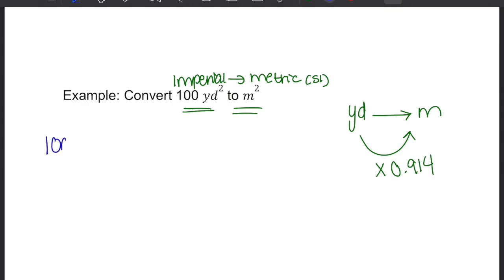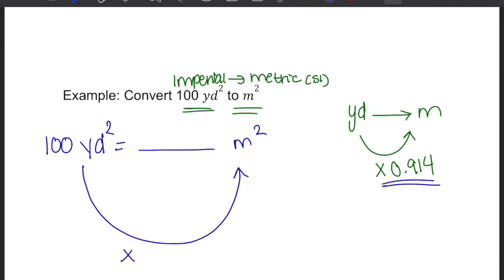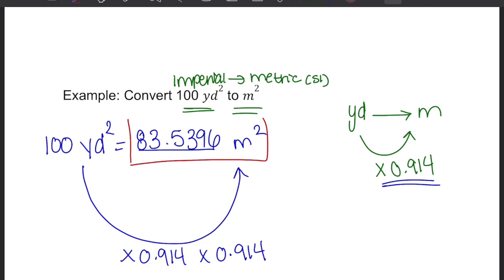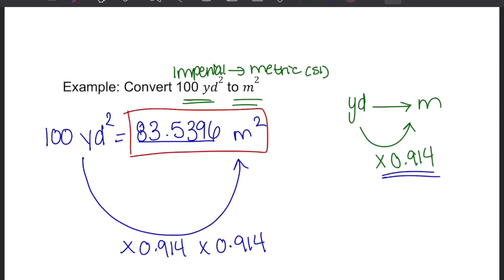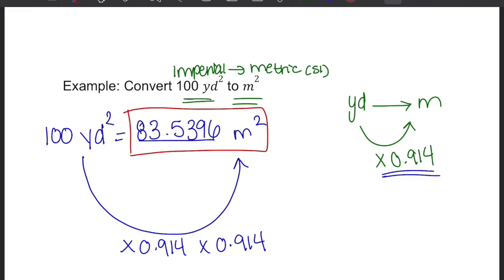Now let me go to my question. My question is 100 square yards equals how many square meters? Well, to go from yards to meters, I've already established that I need to multiply by 0.914. But it's area, so you multiply twice. So 100 times 0.914 times 0.914, and that gives us 83.5396 square meters, and that is our answer. And that concludes our lesson on how to convert between metric and imperial units of area.